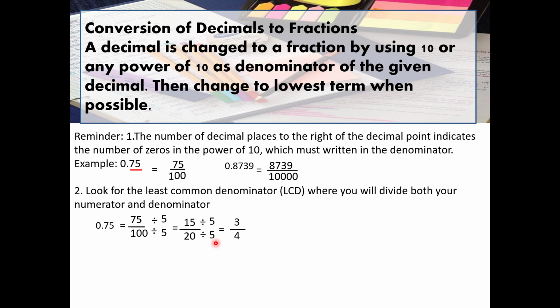So, another question ulit. Meron pa bang number na pwedeng ma-divide sa 3 at 4 bukod sa 1? So, wala na. So, kung wala na, ang 3/4 natin ay ang ating lowest term ng 75/100. And that is our third reminder. The answer must always be in lowest term. So, ang final answer natin ay 0.75 is equals to 3/4. So, yun lang at maraming salamat.